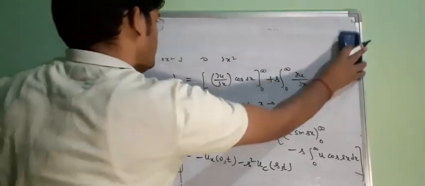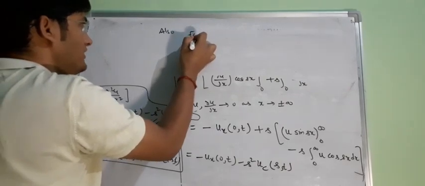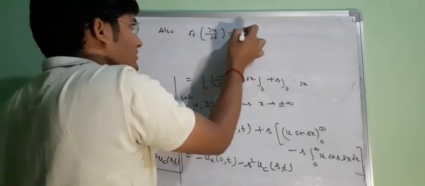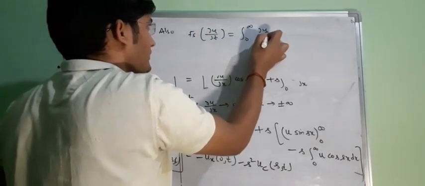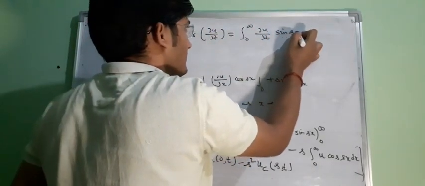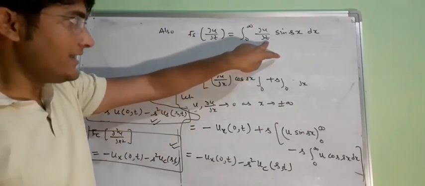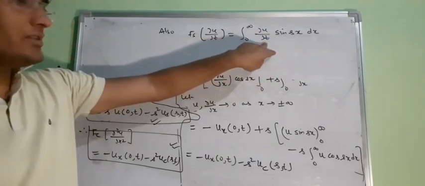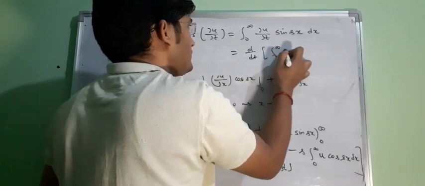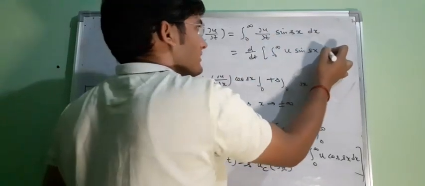Also, the Fourier sine transformation of del u upon del t: now use the definition, integral 0 to infinity of del u upon del t, and as we are finding the Fourier sine transformation, we get sin sx, and then integration with respect to x. Now as we are integrating with respect to x, t is constant, so we can take the derivative with respect to t outside using the Leibniz rule of differentiation under the integral sign.